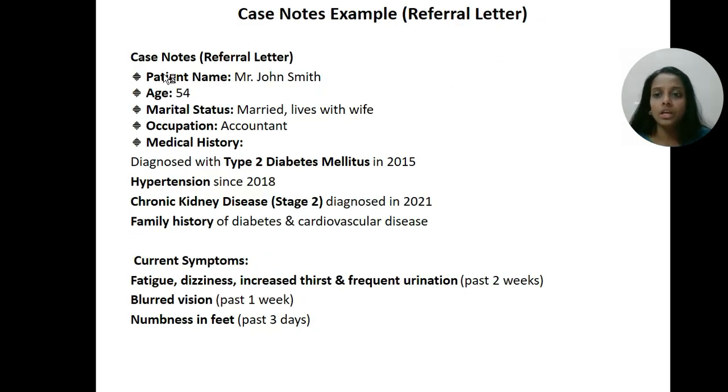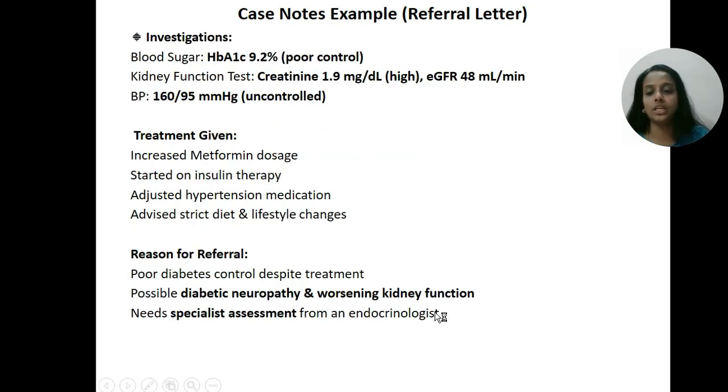Here are the case notes. Patient name is given: Mr. John Smith. Age is 54. Marital status is married, lives with wife. Occupation accountant. Medical history: diagnosed with type 2 diabetes mellitus in 2015. Hypertension since 2018. Chronic kidney disease stage 2 diagnosed in 2021. Family history of diabetes and cardiovascular disease, and the current symptoms are fatigue, dizziness, increased thirst, and frequent urination for the past 2 weeks, blurred vision for the past 1 week, numbness in feet for the past 3 days.